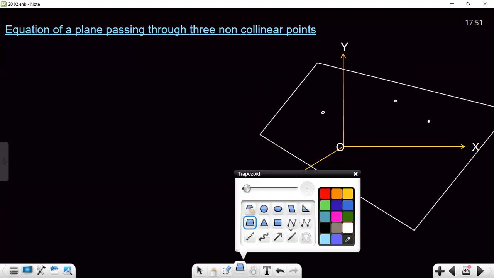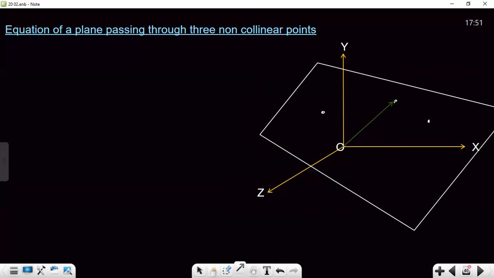Let's draw their vectors. These are the given non-collinear points. Let's name them R, S, and T. Symmetry first.